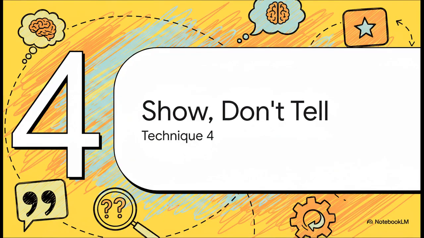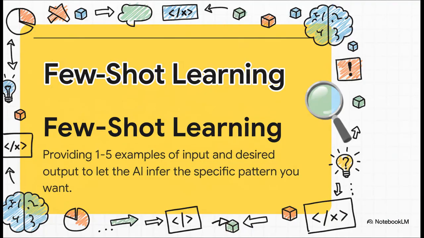Okay, on to our final technique for today, and this one is a real game changer, especially when things get complicated. The idea is simple. Sometimes it's just way easier to show the AI what you want instead of trying to tell it. The fancy term for this is few-shot learning. But all it really means is you give the AI a few examples, like 1 to 5, of an input and the output you want. The AI is incredibly good at picking up on patterns, so it'll see your examples, figure out the rule, and then apply that same pattern to whatever new information you give it.